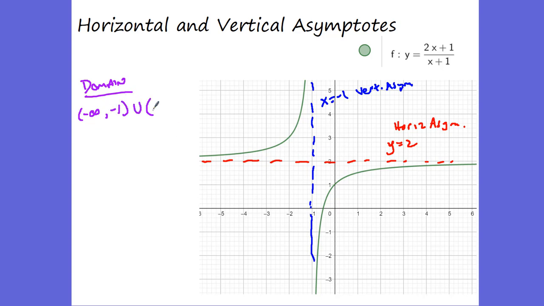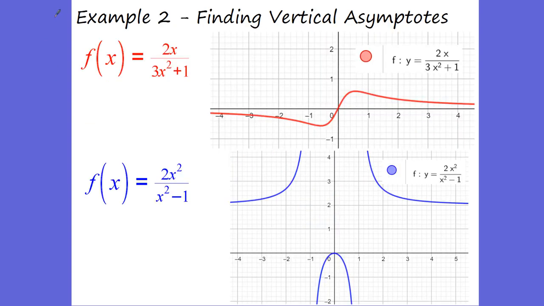And then we can go from negative 1 all the way to positive infinity. Those are our x values, or our domain right there. Let's take a look at how to find vertical asymptotes, okay? Or let's just see if we can find our vertical asymptotes here.